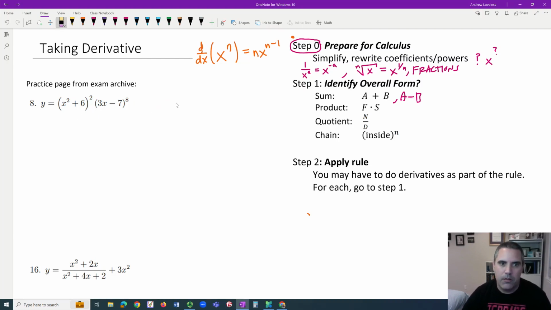So that's out. Can we write it as f times s? We can. This is f. This is s. That's the rule we're going to use. Now, sometimes students go, well, can't you say inside, outside? You can't. You can't write this as everything to the 8th. That's not the same. You can't write it as a fraction. With practice, it takes no thought to realize this is a product.